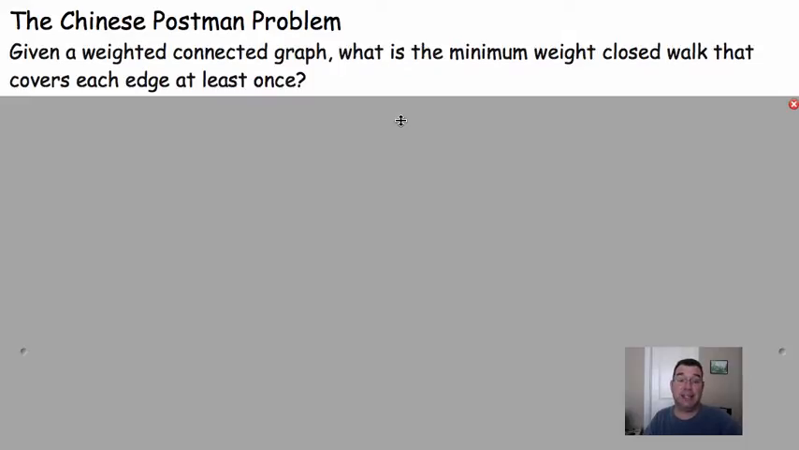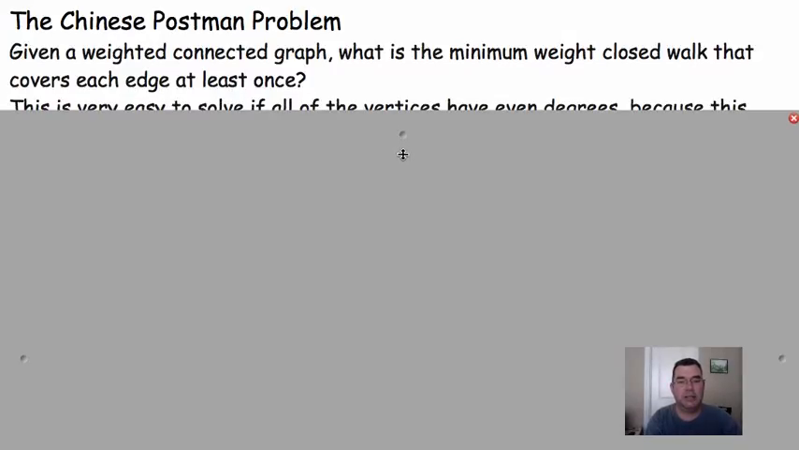So we're going to think of these edges as roads, and the postman has to walk down each road so that he can deliver the mail to each house on that road. And obviously he doesn't want to travel down any road more than once if he doesn't have to. And if he does have to, he wants that road to have the lowest weight, which in this case might be the distance of the road itself. So that's putting it into perspective as to the practical implications of this problem.